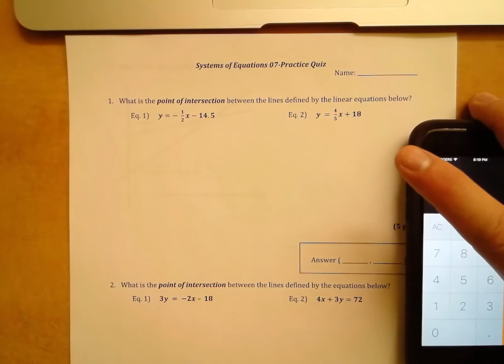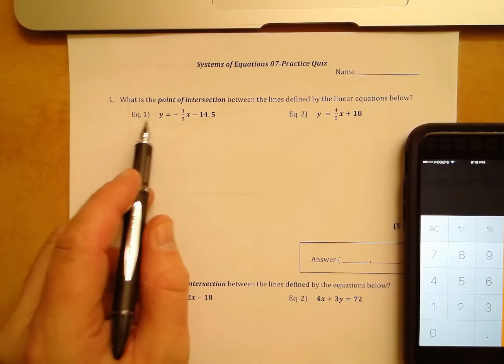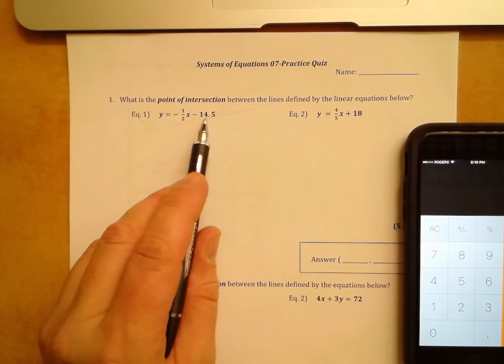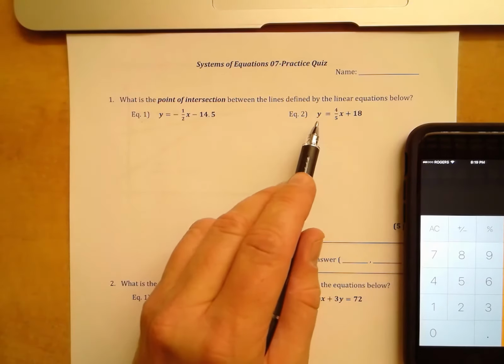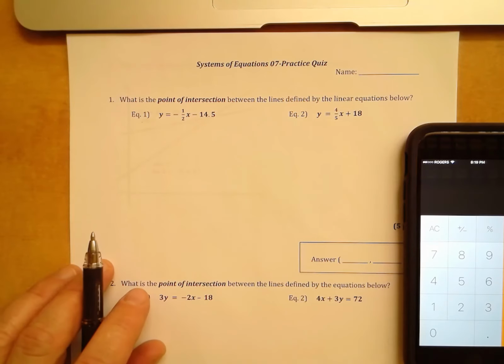All right, so question number 1 on the pretest. We have here a system of equations. This is equation number 1, y is equal to negative 1/2 x minus 14.5. And we have equation number 2 over here, which is y is equal to 4 over 5x plus 18.